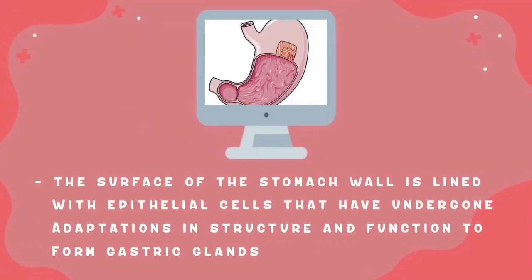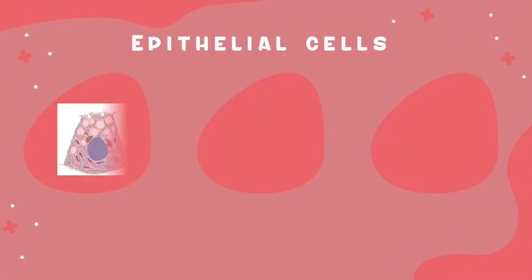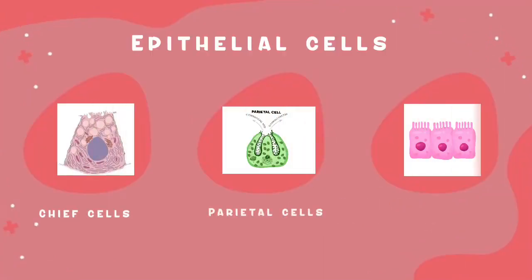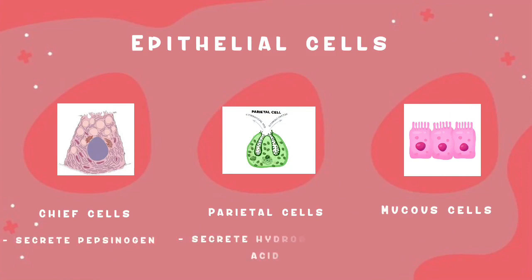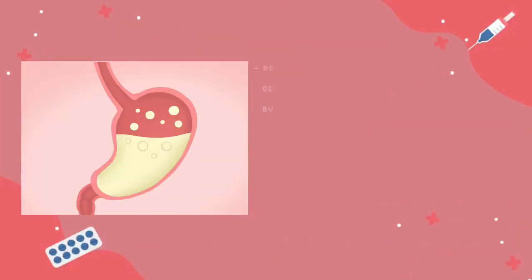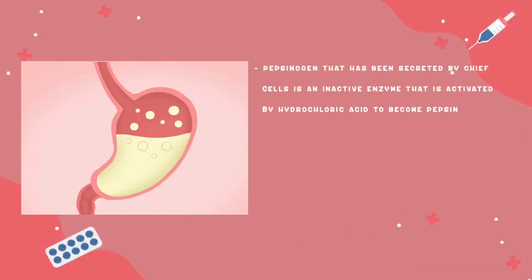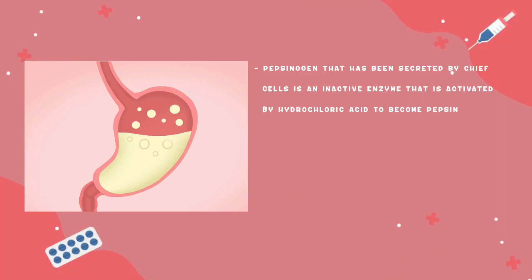First of all, the surface of the stomach wall is lined with epithelial cells that have undergone adaptations in structure and function to form gastric glands. These epithelial cells are chief cells, parietal cells, and mucous cells. The chief cells will secrete pepsinogen while parietal cells secrete hydrochloric acid and mucous cells will secrete mucus. Pepsinogen that has been secreted by chief cells is an inactive enzyme that is activated by hydrochloric acid to become pepsin. Pepsin then hydrolyzes proteins into polypeptides.